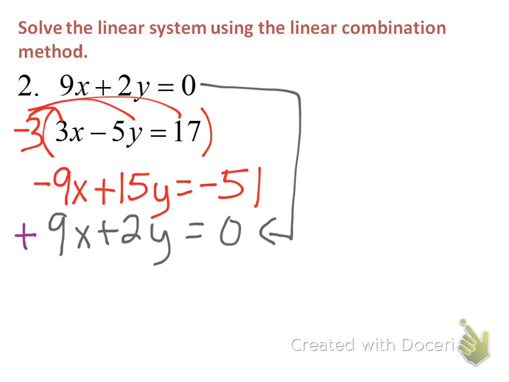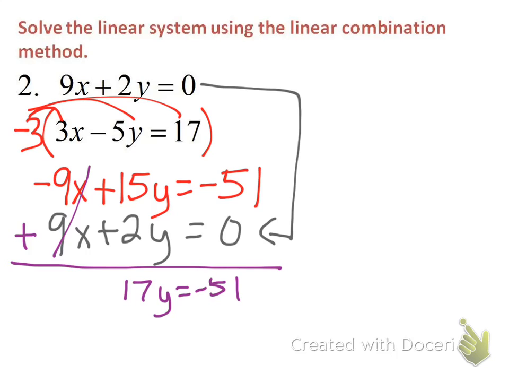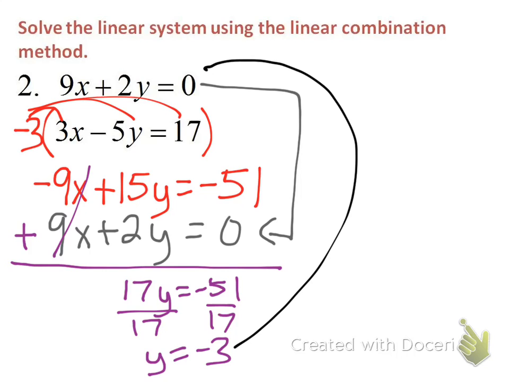Once you have opposites, you can go ahead and add. What happens to the 9's? Yeah, the -9x and the +9x cancel. I'm left with 17y equals -51. Divide both sides by 17. What's y going to equal? -3. Great. I am halfway done with the problem. Once you have one of the variables, you can just plug it back in. I'll plug it into the top.